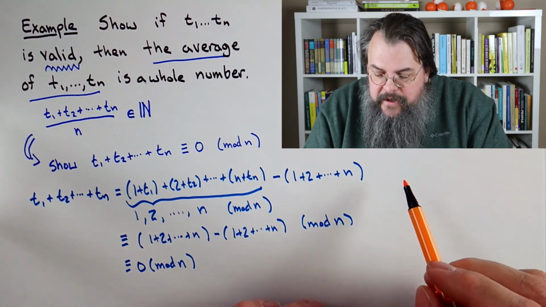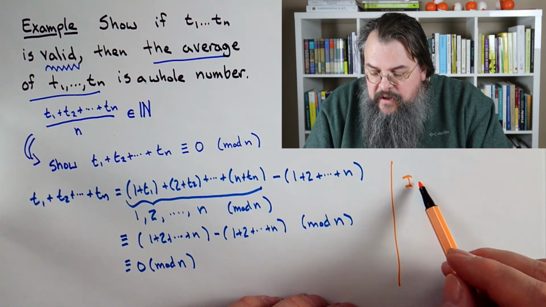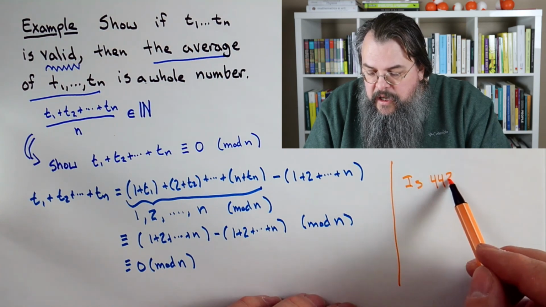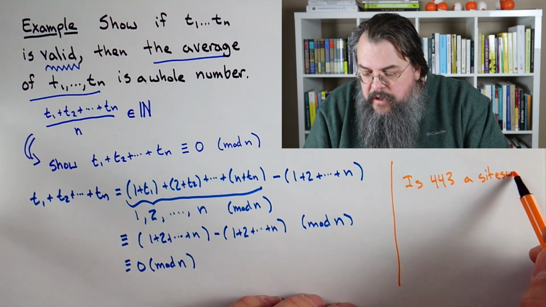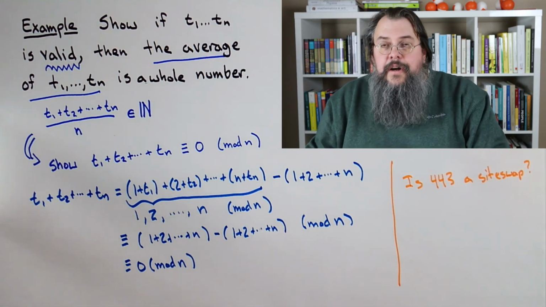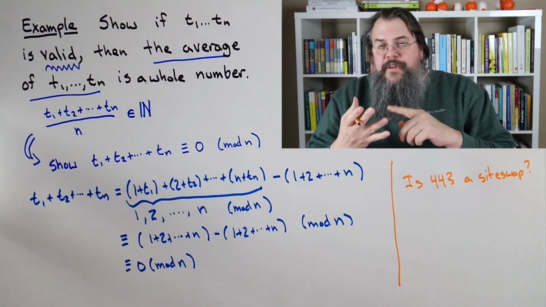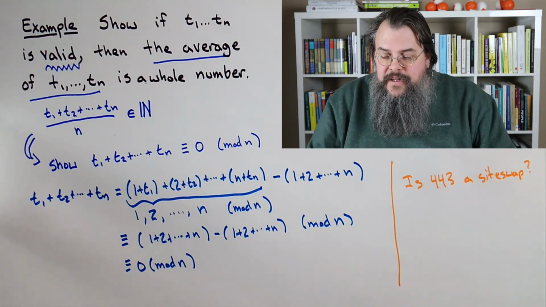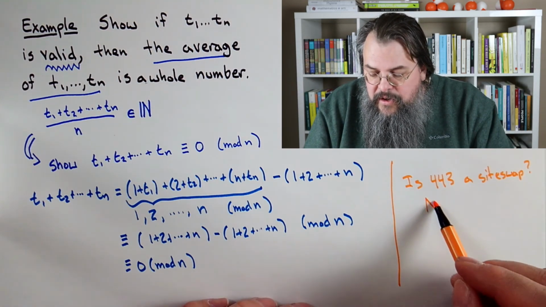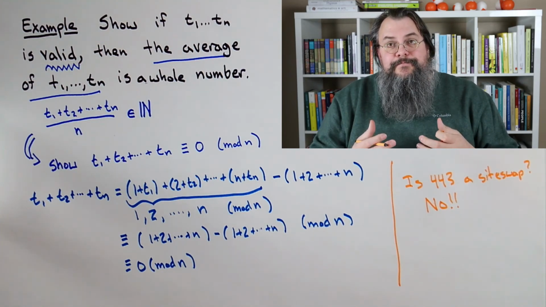Now we have a very, very simple test. So for example, is 4, 4, 3 a pattern? Or we can even say a siteswap. And now we don't even have to do the whole test, right? We say, well, what's the average? 4 plus 4 plus 3 is 11. 3 doesn't divide into 11. The answer is no, because the average is not a whole number.